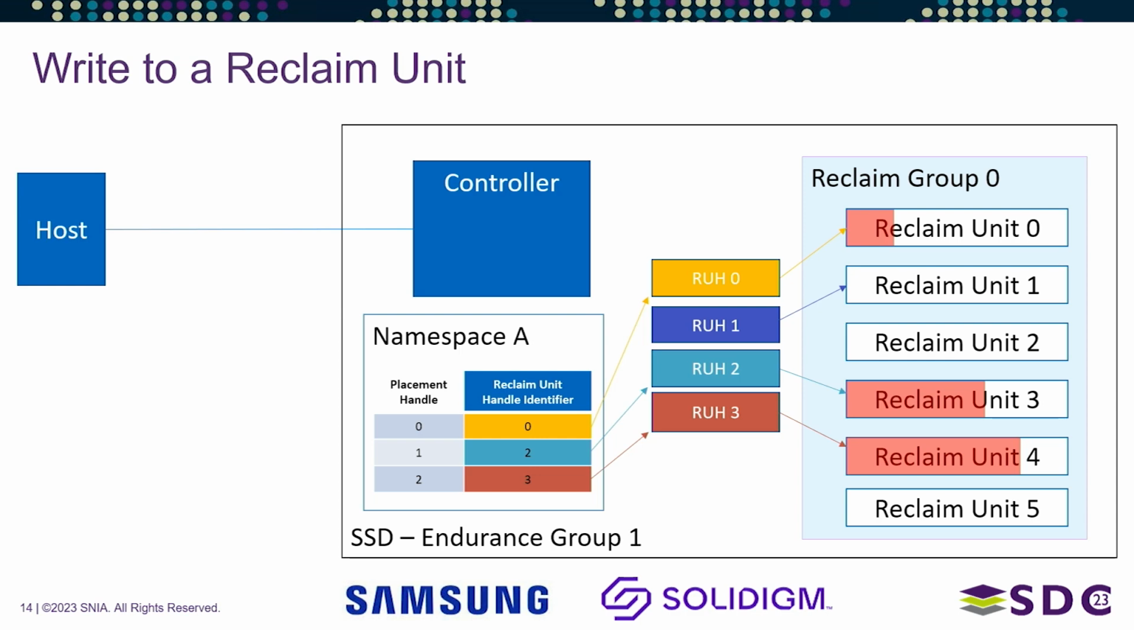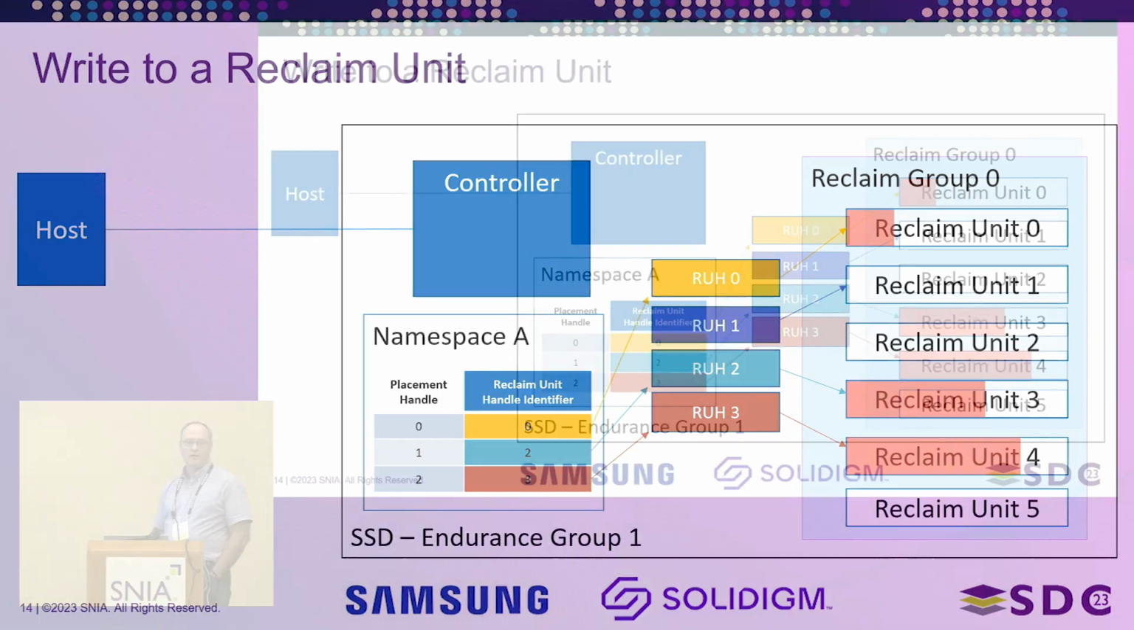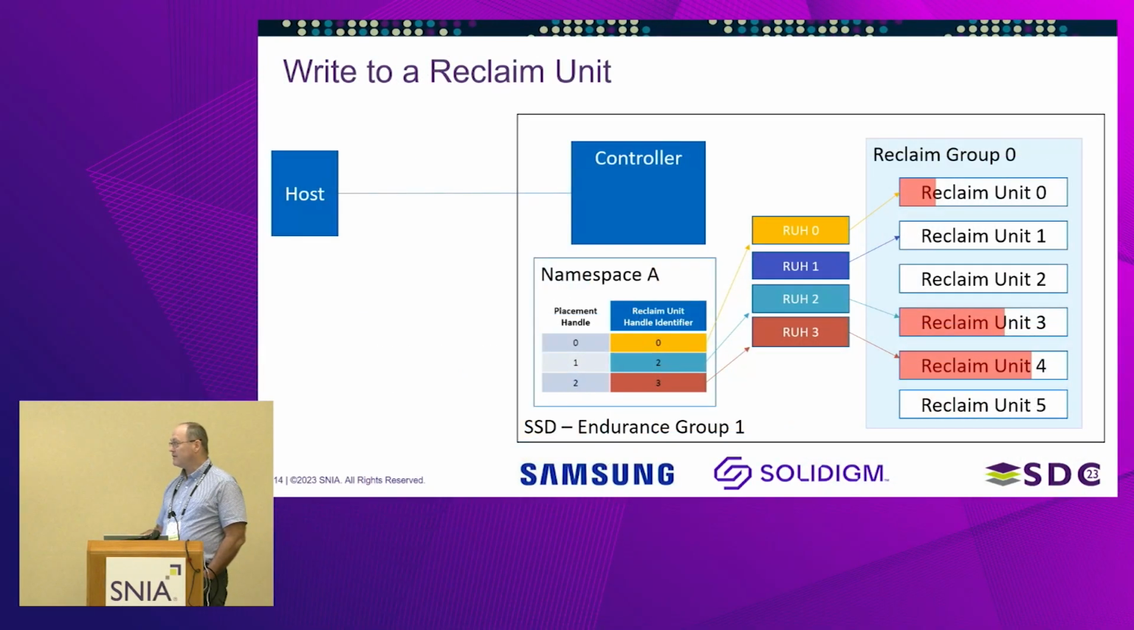And in this particular case, reclaim unit handle 0 is referencing reclaim unit 0, and there's been some data already written there, and the same is true for reclaim unit 3 and 4. Now I have numbers here on the reclaim units for this presentation only. The host does not know anything about the number of reclaim units. It just knows that data will be written on the granularity of reclaim units. The host is given the number of reclaim unit handles when it configured the drive to be in this configuration.